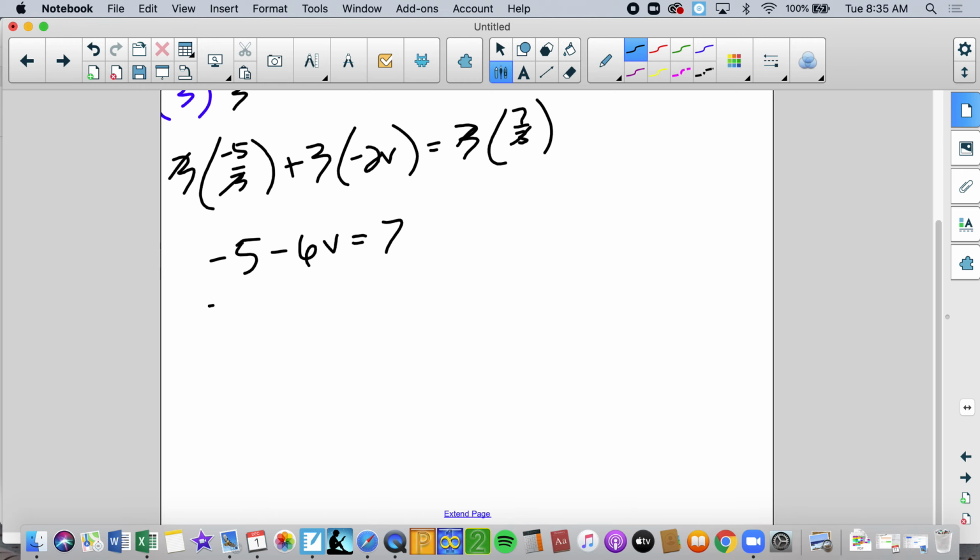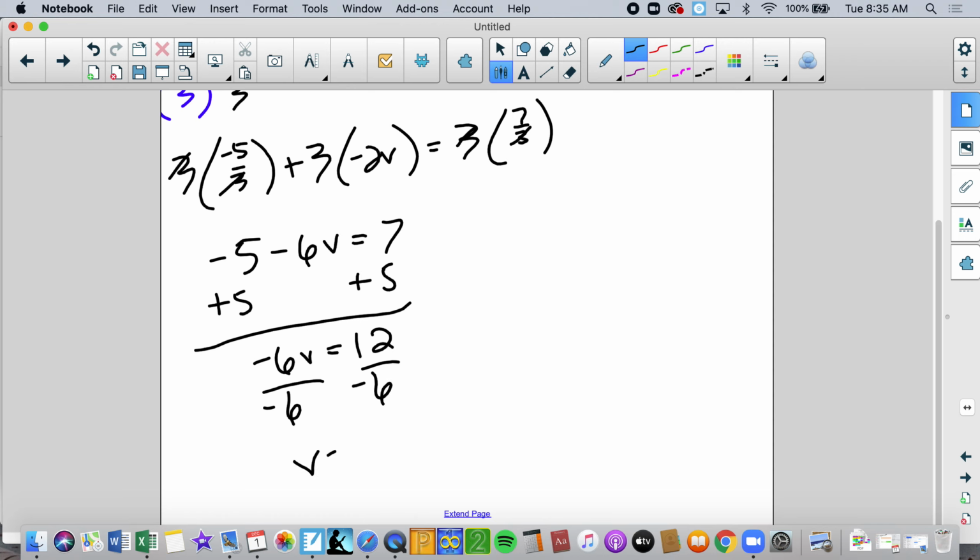We're going to isolate the variable. We're going to get rid of the -5 by adding 5. -6v equals 12. Divide by -6. V equals -2.